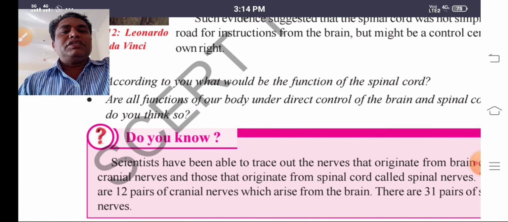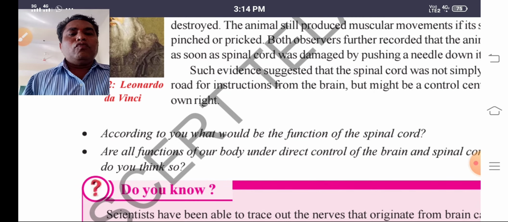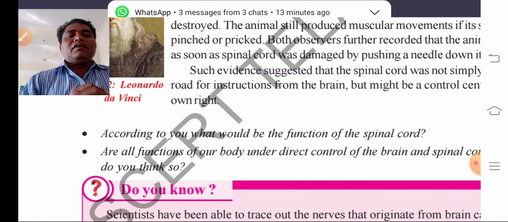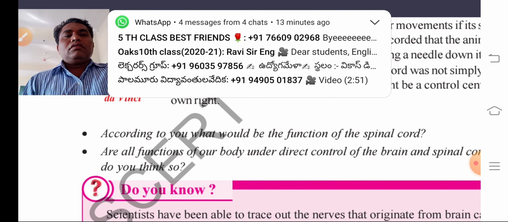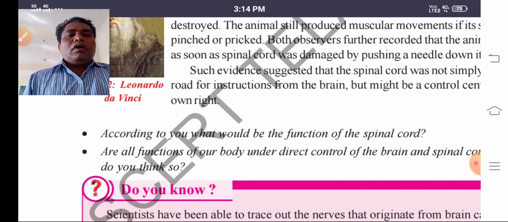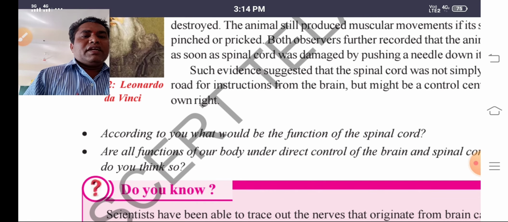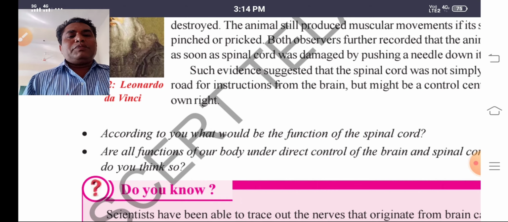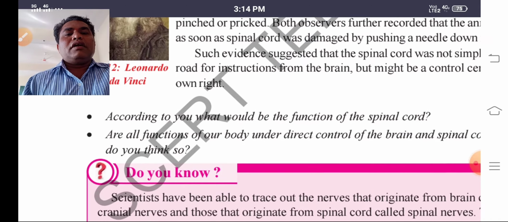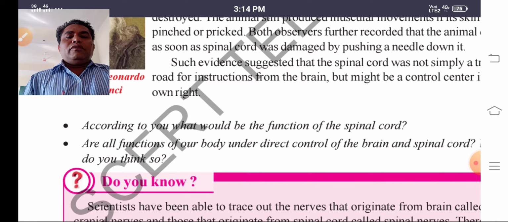So there will be some questions here. According to you, what would be the functions of the spinal cord? Are all functions of our body under direct control of the brain or spinal cord? Why do you think so? The first question: according to you, what would be the functions of the spinal cord?